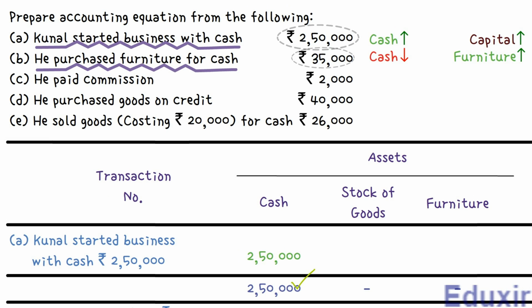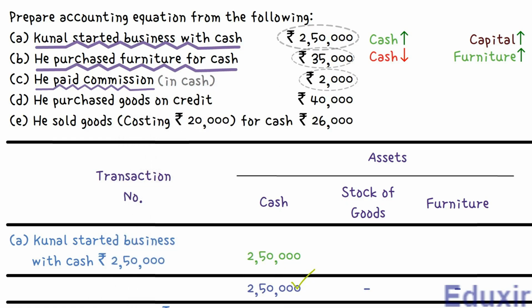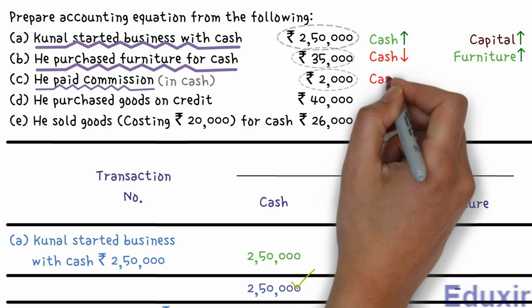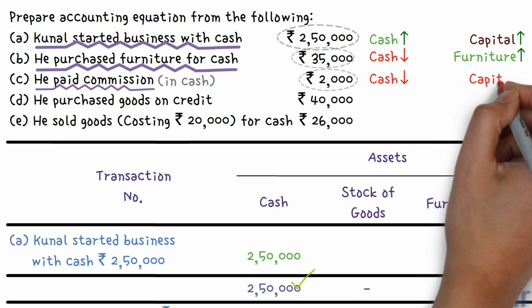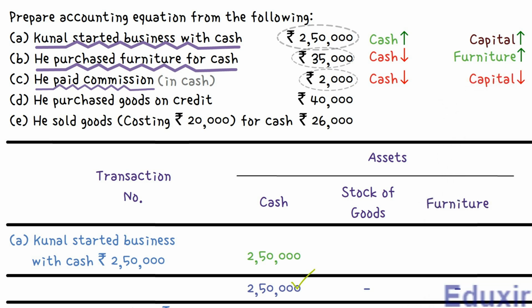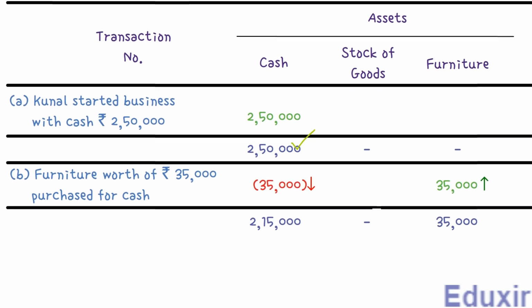In this transaction, the business has paid a commission of 2,000 rupees. See, unless otherwise specified, we assume that all the payments are done in cash only. So we can consider that this commission is paid in cash. So after making the payment for commission, the cash available with the business will be decreasing. At the same time, as the commission is an expense, the capital of the business will also be decreasing. With this analysis at our disposal, let's now proceed to record these details into the accounting equation table.